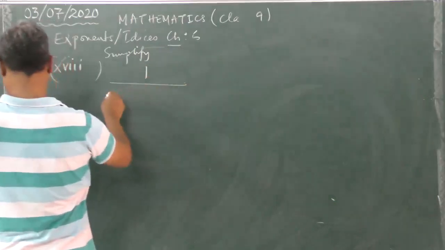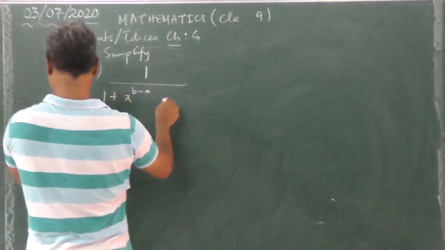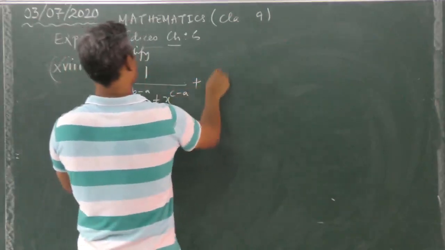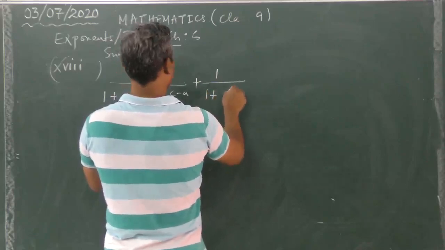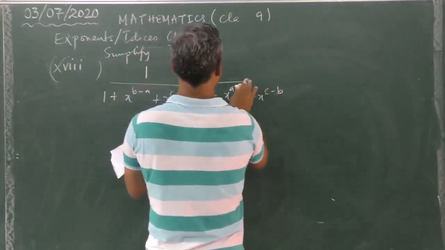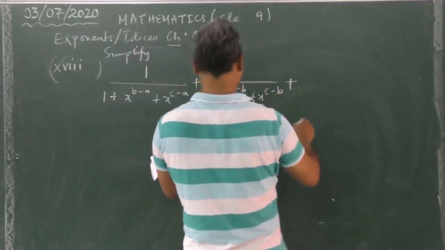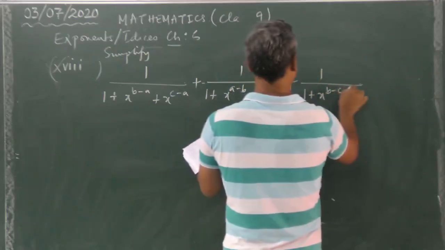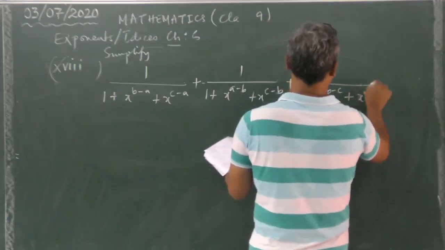1 by 1 plus x to the power of b minus a plus x to the power of c minus a, plus 1 by 1 plus x to the power of a minus b plus x to the power of c minus b, plus 1 by 1 plus x to the power of b minus c plus x to the power of a minus c.